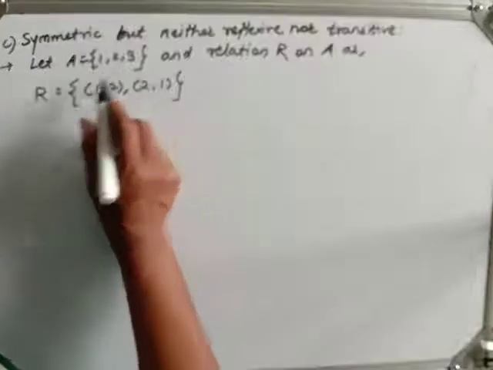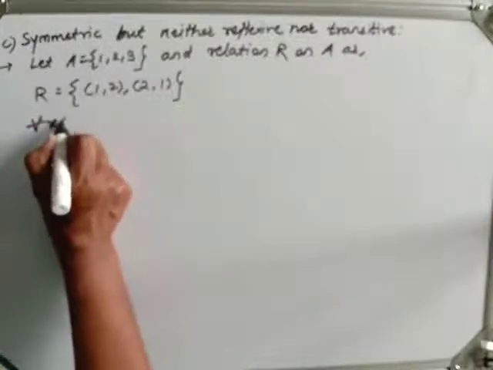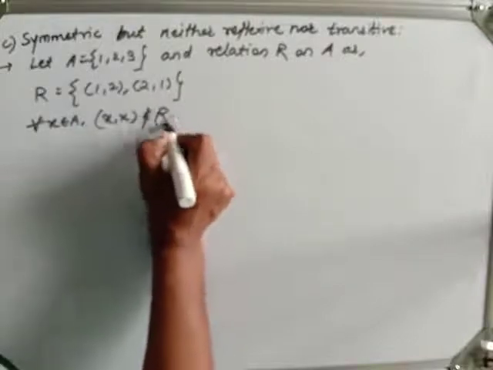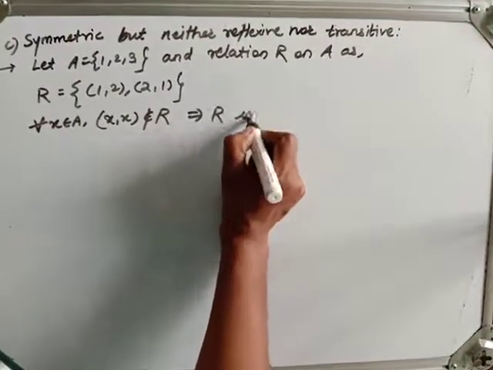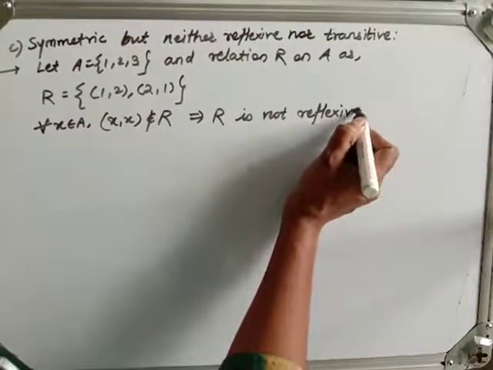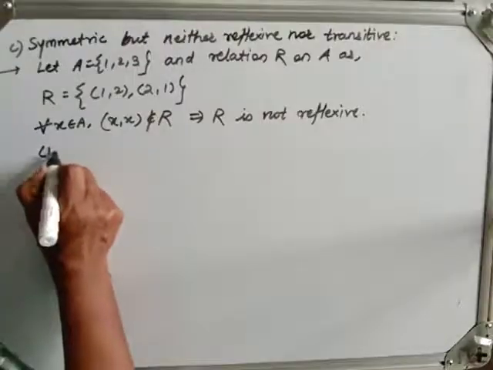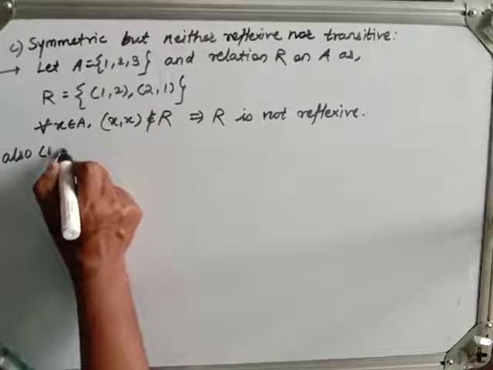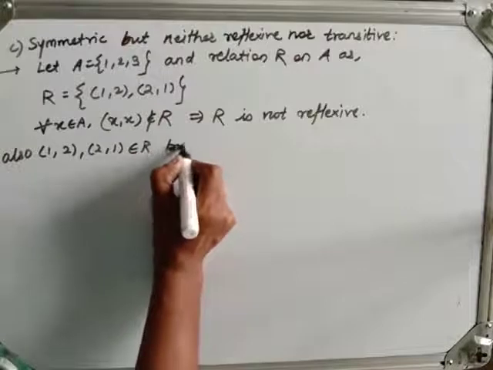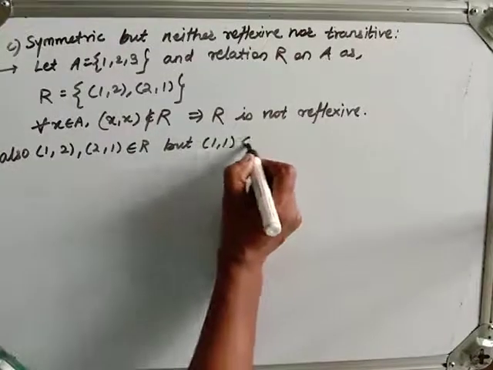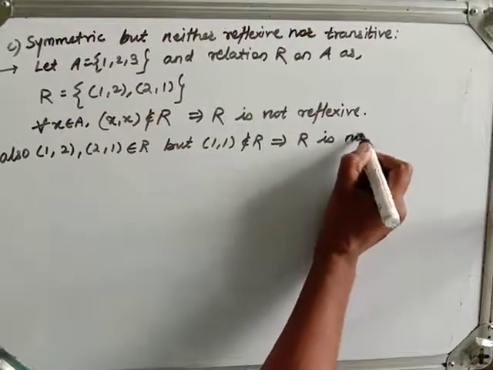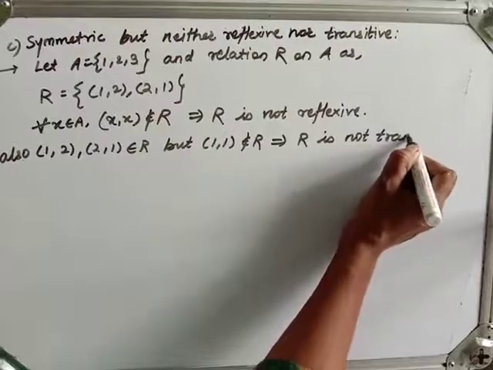Now here for all x belongs to A, (x, x) doesn't belong to R. So that implies R is not reflexive. Also (1, 2) and (2, 1) belong to R but from this (1, 1) doesn't belong to R. So that implies R is not transitive.